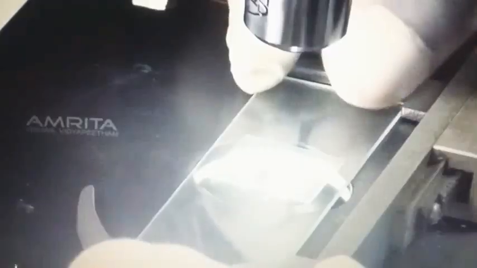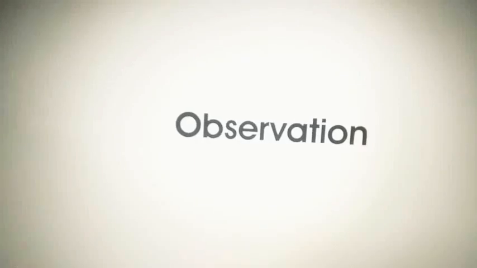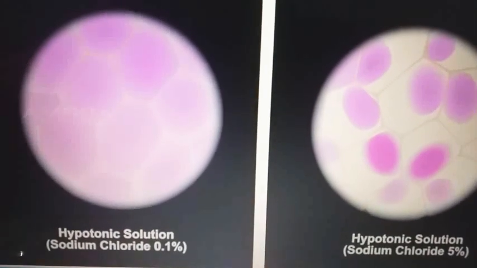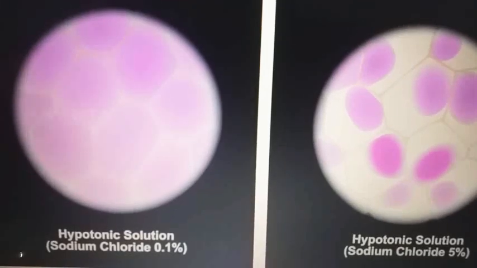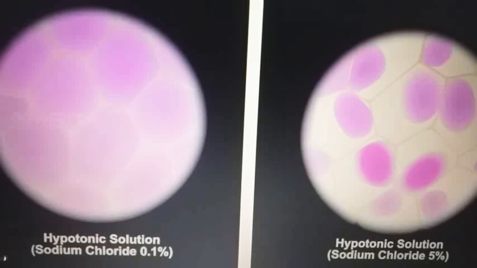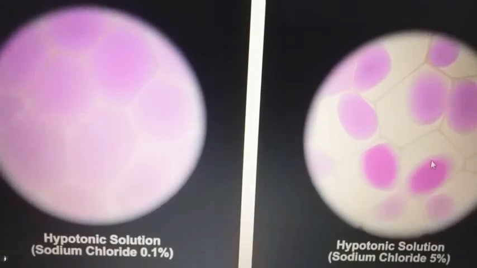Observation. Cells in 0.1% solution appear turgid, whereas cells in 5% solution show plasmolysis. See here. This shows plasmolysis. Now the conclusion.